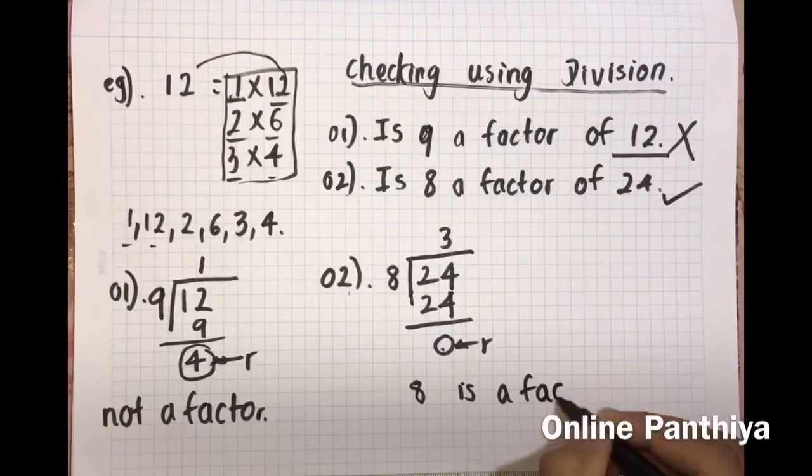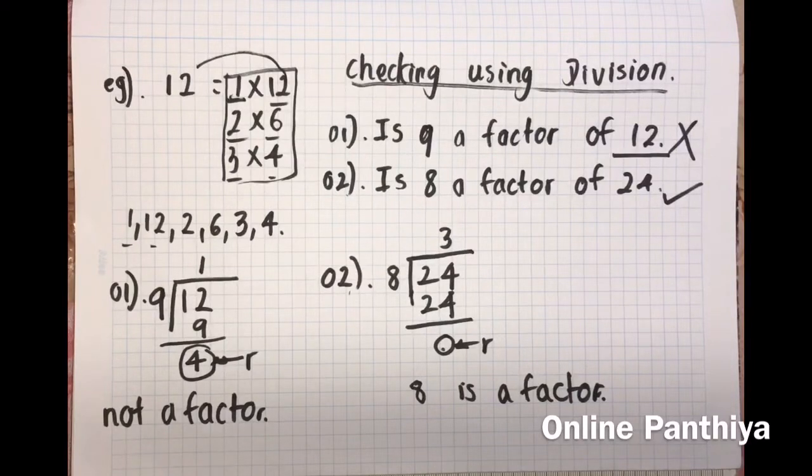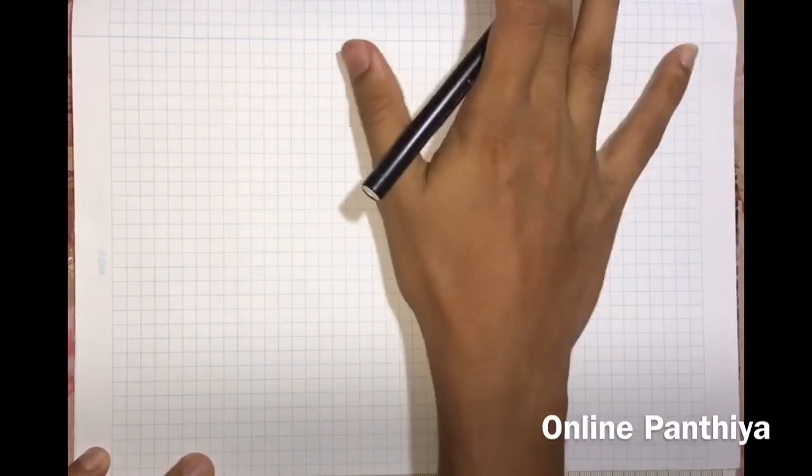Was that clear? It is very easy, right? You can just divide. Remember one thing: if you have a remainder, it is not a factor, and if you don't have a remainder, that means the remainder is 0, then it is a factor. Clear? Okay.